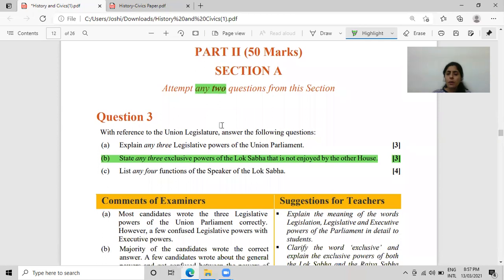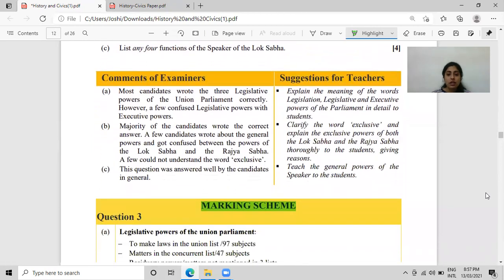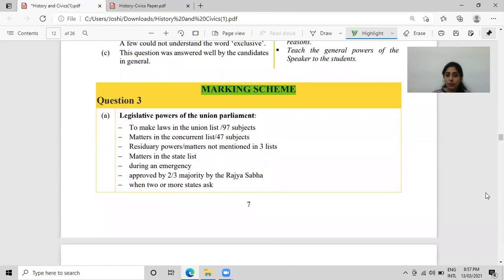We'll take one particular question, that is question number B. State any 3 exclusive powers of the Lok Sabha that is not enjoyed by any other house. So they are asking the exclusive powers of the Lok Sabha of our parliament. It is asked for 3 marks. So let's see how we have to present the answer, how we have to write down.